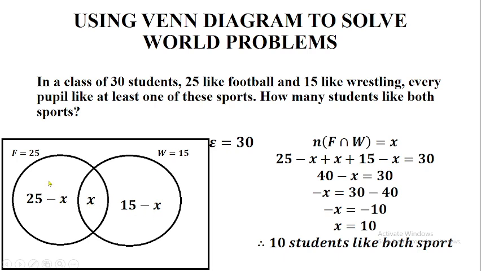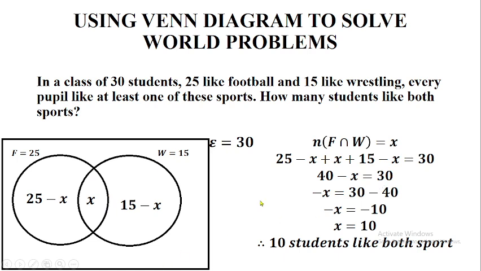Then the union of this and this will give us what? 30, since no more people are idle here. So the union of football and wrestling should give us 30. That means this plus this should give us 30, and from there we'll be able to find the value of X. So we have 25 minus X plus 15 minus X equals 30.